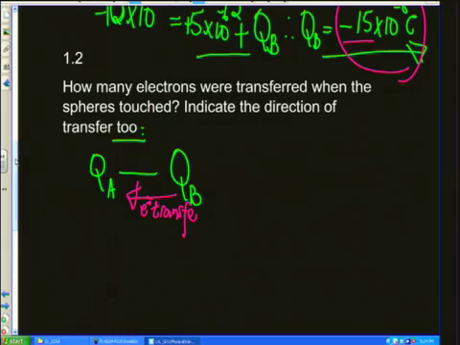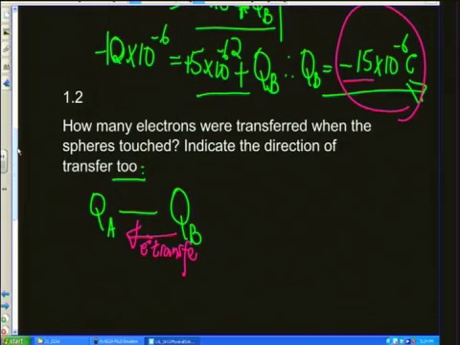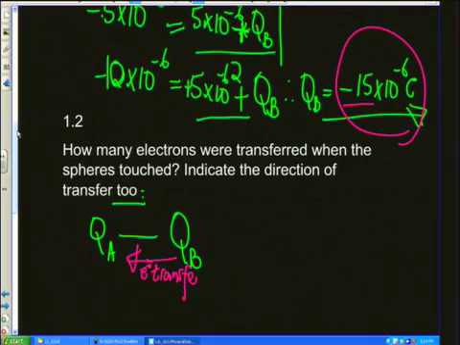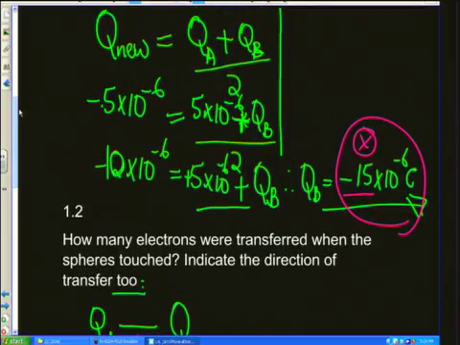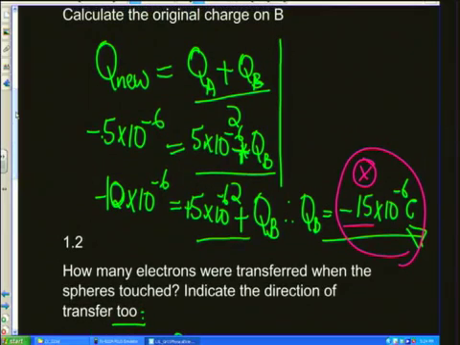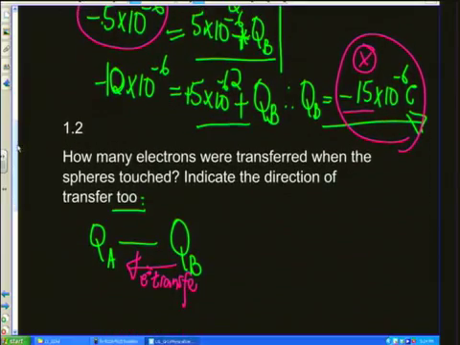Now, calculating how many electrons have been transferred, we will need to check if this was the original charge on B, and finally the charge on each of the two spheres is minus 5 by 10 to the power minus 6. How much has been transferred from there? In fact, look at that.